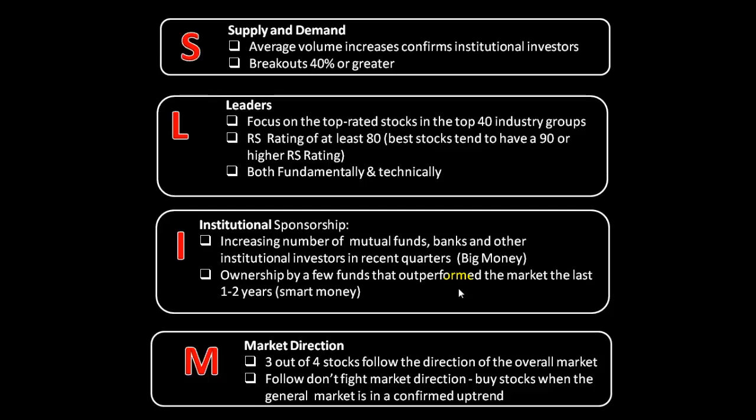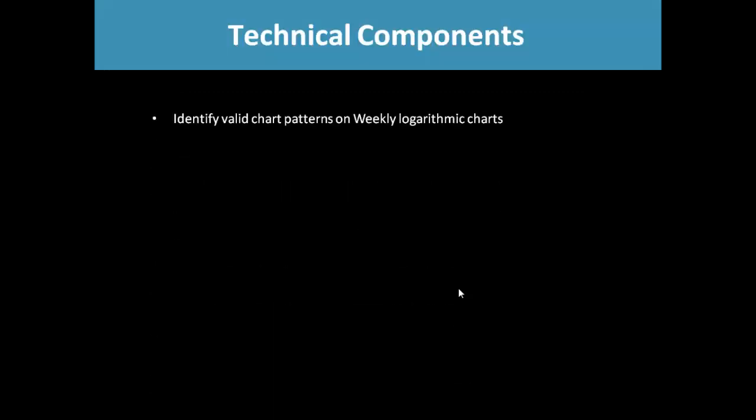So you want to buy when it's in a confirmed uptrend, not when it's in a downtrend, because you never know where the bottom is going to be. Here's a few technical components that we look at. We like to identify chart patterns on a weekly logarithmic chart.